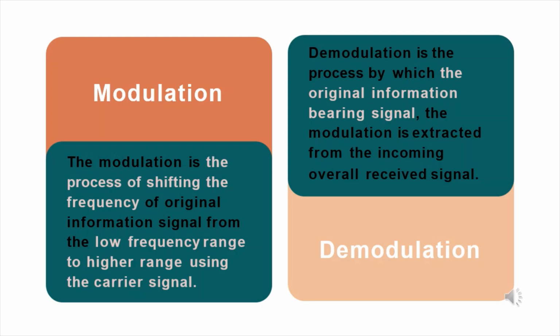And demodulation is the process to demodulate the modulated signal in order to get the original signal they want to present by the sender. Demodulation is the process by which the original information bearing signal, the modulation, is extracted from the incoming overall received signal.